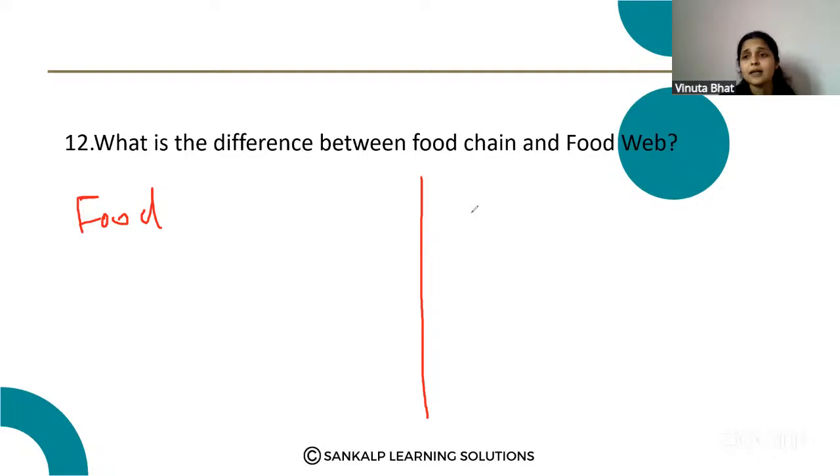In the food chain, the organism, it may be a producer or a primary consumer, is consumed by only one organism, right? For example, grass is consumed by the grasshopper. So that is called a food chain. But in case of the food web, the organism is consumed by more than one organism. For example, grass is consumed by rabbit and also by grasshopper and also by deer. So like this, the web is constituted. So you can write the definition and give an example for this question.